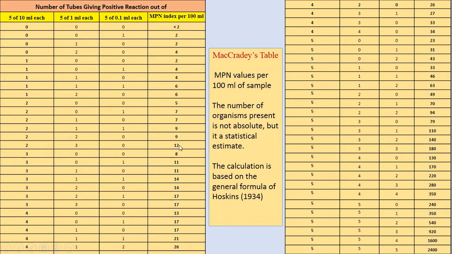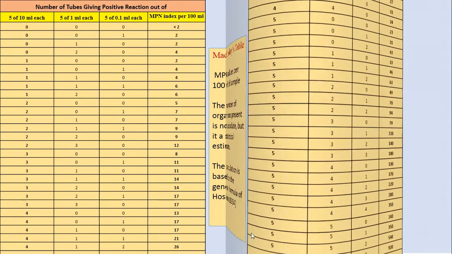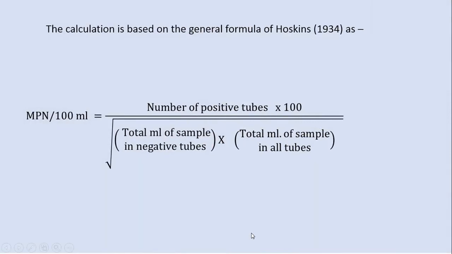The calculation in this table is based on the general formula of Hoskins. So this is the Hoskins formula. It is a statistical formula. As per this formula, MPN per 100 ml is equal to the number of positive tubes times 100 upon the square root of total ml of sample in negative tubes times total ml of sample in all tubes.